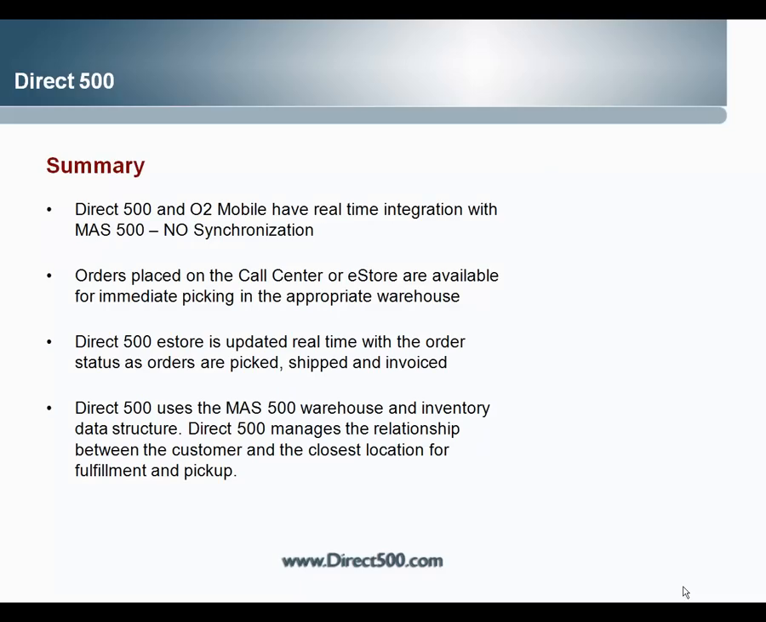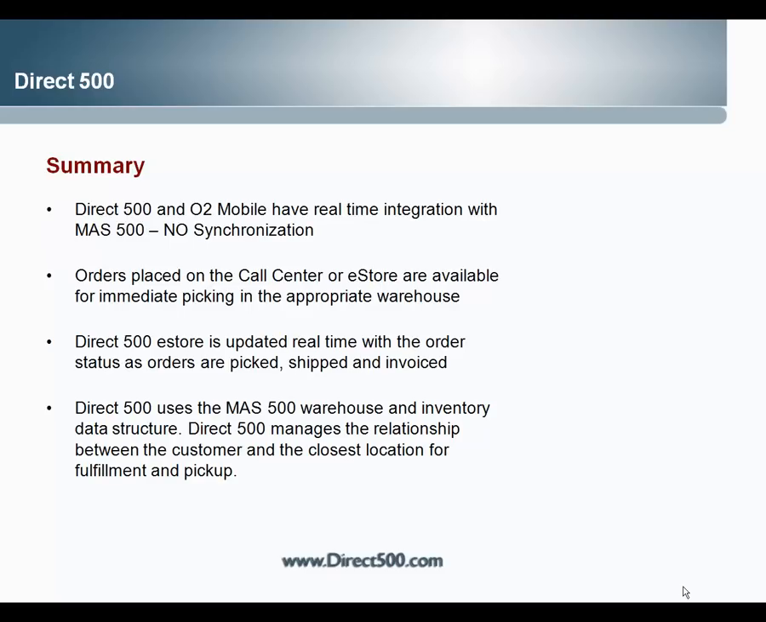Now let's take a moment to review what we saw in the demo for Direct 500 and the O2 Mobile solution. First of all, Direct 500 and O2 Mobile have real-time integration with MAS 500, so there's no synchronization or importing. When an order is in the system from the eStore, it's immediately in MAS 500 and therefore immediately available on the O2 Mobile device in the warehouse.